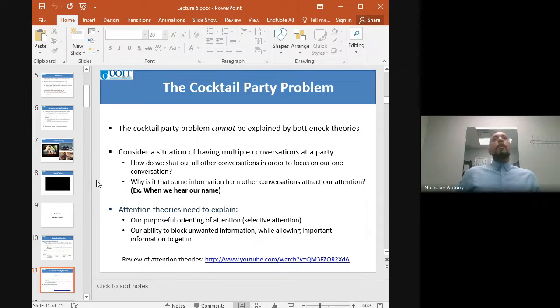So the problem with these bottleneck theories is that that's actually not true. One hypothetical question that researchers asked early on was this concept of the cocktail party phenomenon. Has anyone ever heard of that term before? What it means is that when you're at a cocktail party, or at the club, or at your friend's house, and you're talking to someone and conversing with them.